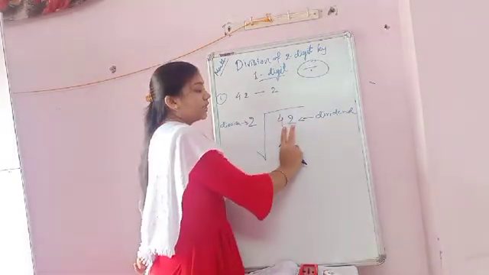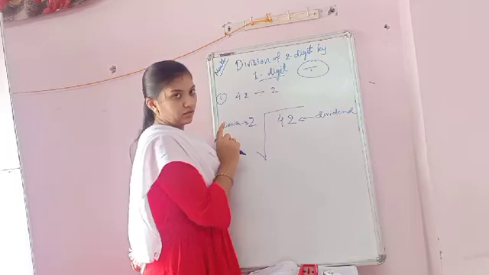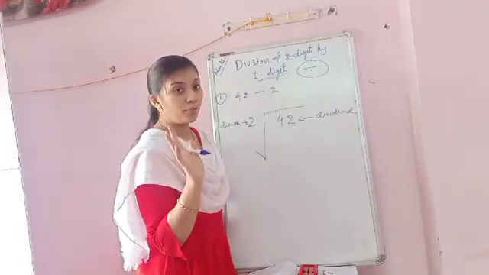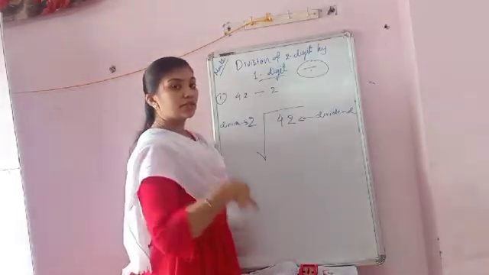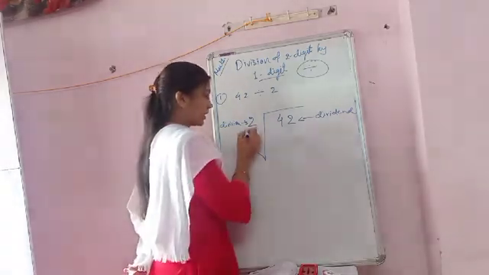Now we have to divide the two digit number by one digit number, right? So first of all we have to do comparing. जिस तरह से हम वन डिजिट में करते थे वैसे ही हमें टू डिजिट में भी करना पड़ेगा.